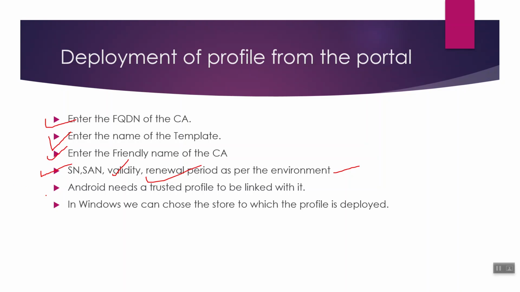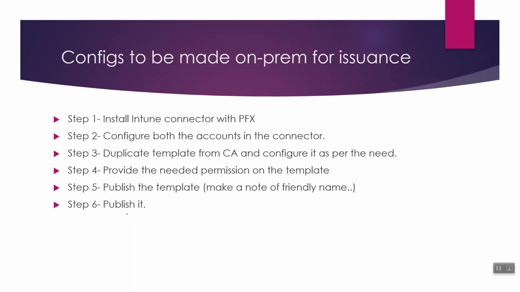For a deployment, for chain building it might be, but for deployment it's not. However, in case of Android, a trusted root profile is needed, and when we are making the PKCS profile, it is linked with the trusted root profile. Okay. And when we are making a PKCS deployment to Windows, we can actually choose on which store the certificate is going to land, and in which store the certificate is going to be saved. So we will see this in live action.